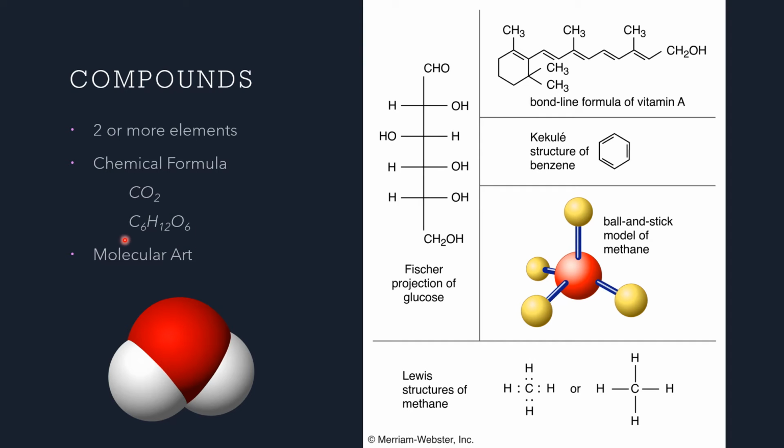This next one we have is C6H12O6. This is glucose. It's a sugar molecule. So it has 6 carbons, 12 hydrogens, and 6 oxygens in the molecule. So one way we can do that is by looking at these formulas, the chemical formulas, and it just tells you how many of each type of atom are in the molecule.